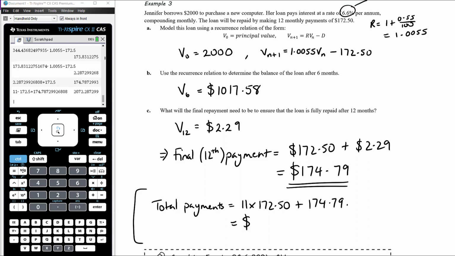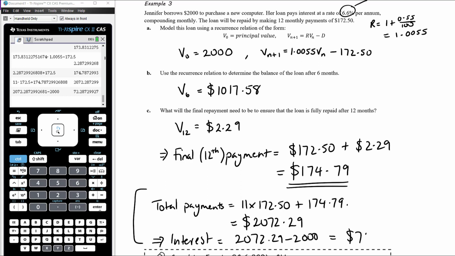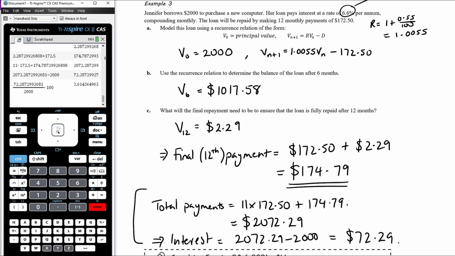And so in total we've paid $2,072.29. That means the interest is going to be $2,072.29 minus the $2,000 that we borrowed, which means it is $72.29. We could work out the percentage of interest that we've paid by doing that as a percentage of 2,000, and find that we've actually only paid 3.61% interest over the course of those 12 months.